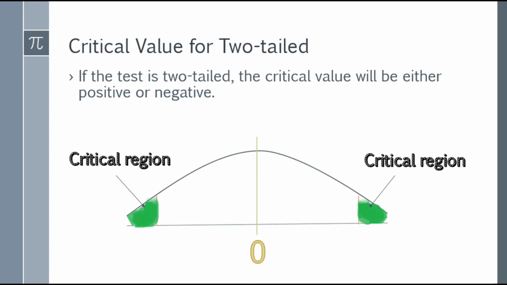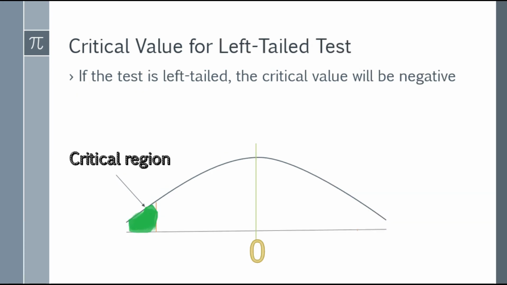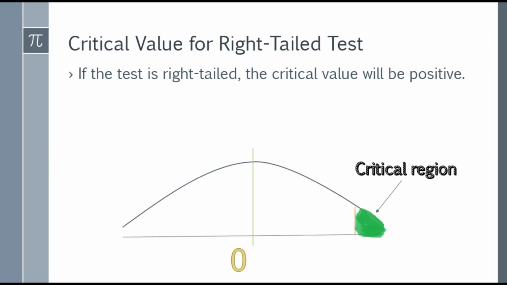Let's go on. Paano naman pag left-tailed test? If the test is left-tailed, the critical value will be negative. Okay? At pag left-tailed test, nasa left yung critical region. Moving on, pag right-tailed test naman, ang critical region mo ay nasa kanan sa right-tailed test. At positive siya lagi.